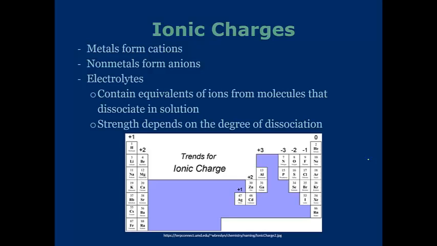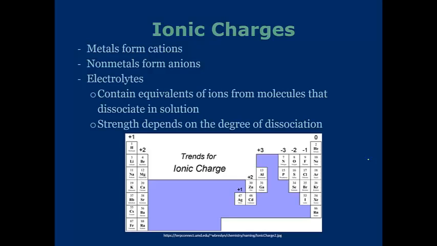In general, metals will form cations, whereas nonmetals will make anions. If you remember our second lecture in this series, you're going to remember this information. An electrolyte is something that contains equivalents of ions from molecules that dissociate in solution. So again, if we look at sodium chloride, that's going to dissociate in water to sodium ions and chloride ions. So it's going to have two electrolytes, quote unquote, in solution. The strength of said electrolytes depends on the degree of dissociation. So for the salt sodium chloride, in this example, it's going to have a pretty high electrolyte strength because it's going to dissociate very quickly.